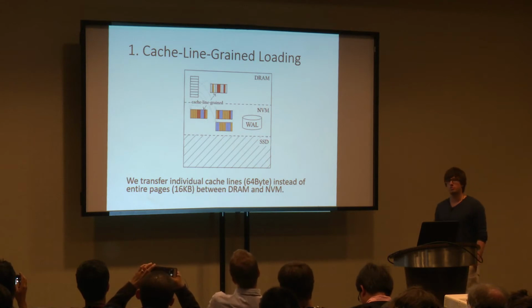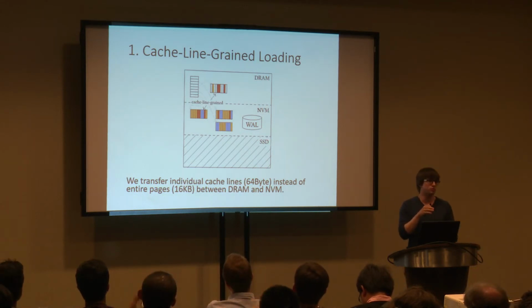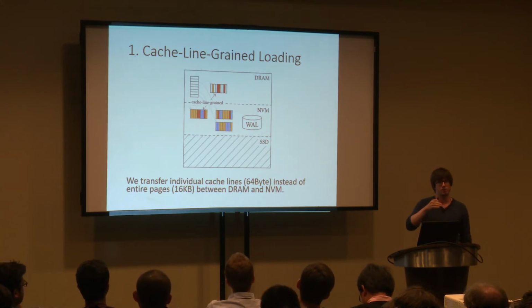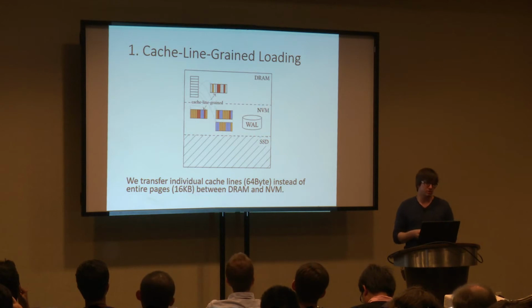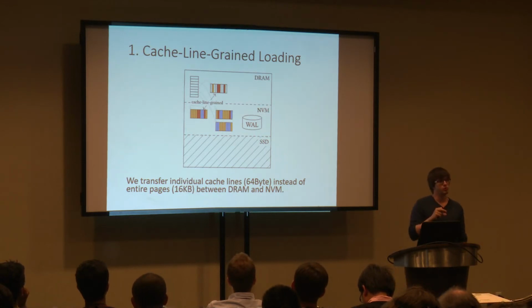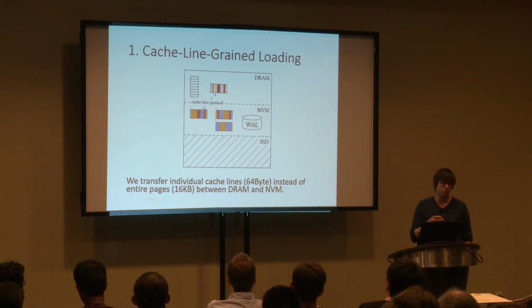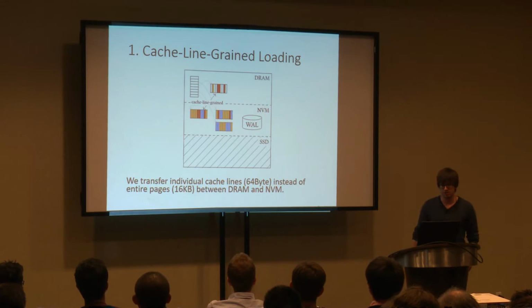This solves the problem, which I've already mentioned, that when we access a single tuple, we have to transfer an entire page in a buffer managed system instead of only the tuple. So we get around this in the following way. We simply transfer individual cache lines, and on the page, we remember which cache lines we've already loaded. This way, we can really improve the memory we transfer between DRAM and CPU.